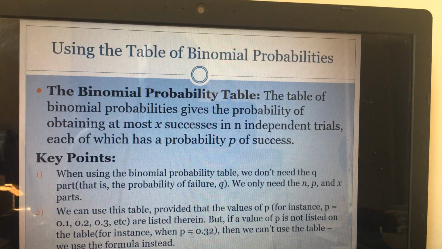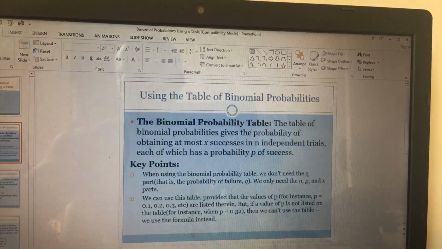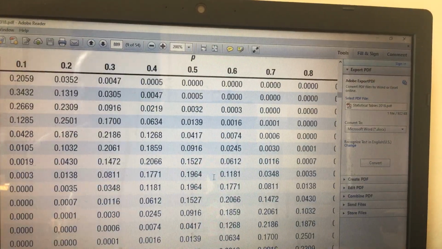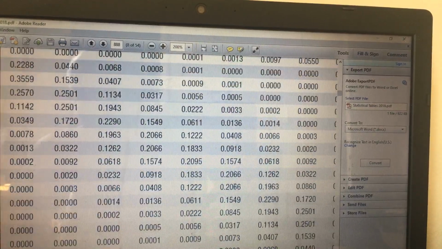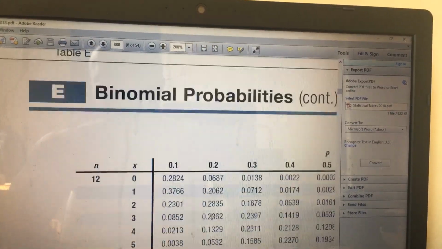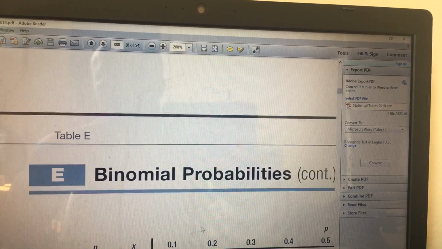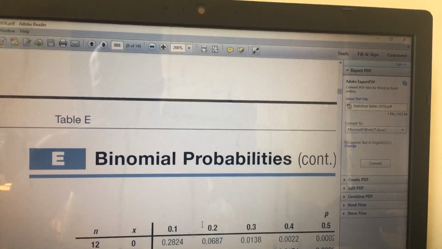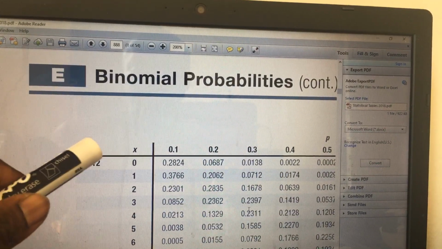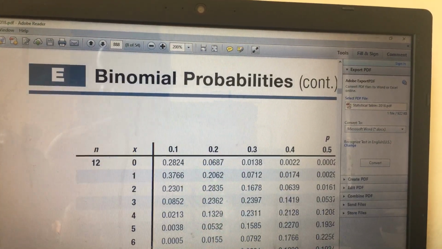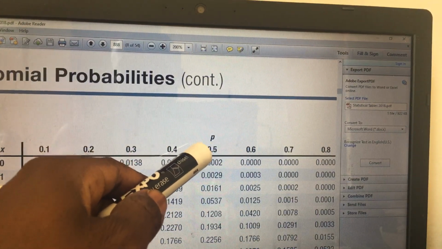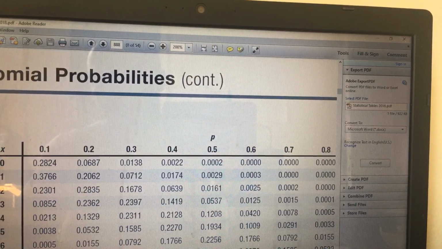How does that table look? Well, I'm going to show you here. It's right here, and you can download a free copy of this table online as well. See, binomial probabilities. You can see that it has all the values. It has n, it has x, and it also has p, that is the probability of success.